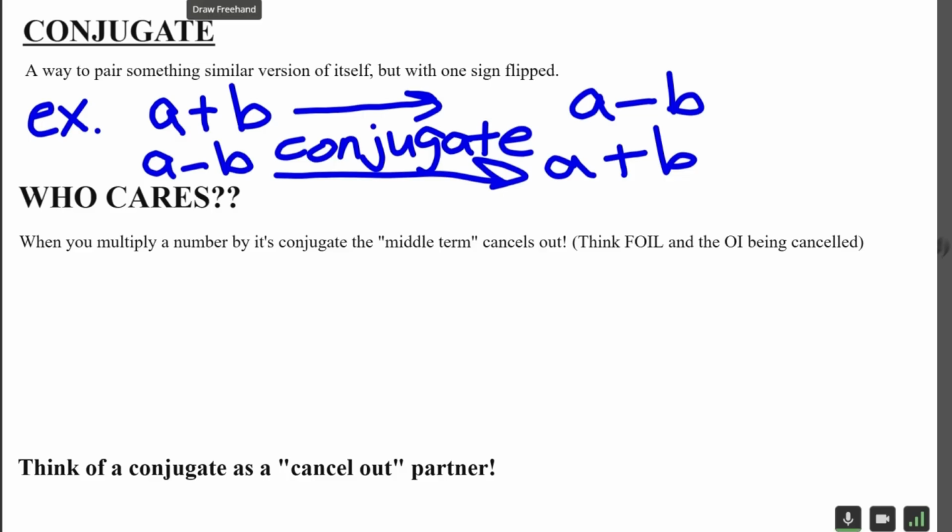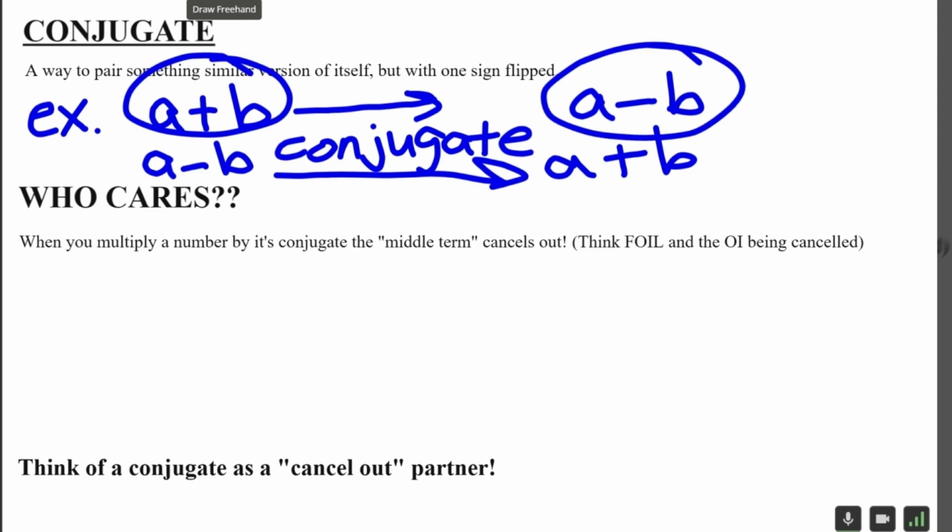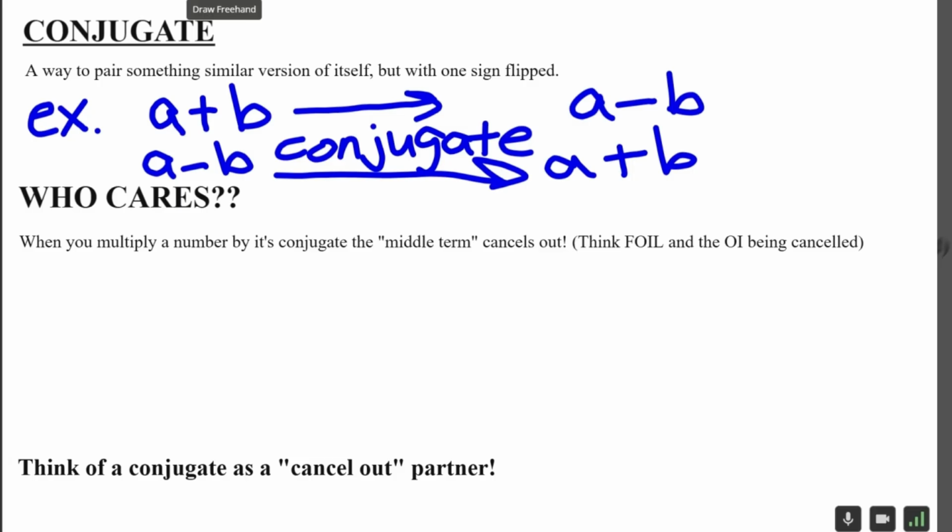When you multiply a number by its conjugate, this is just in general, the middle term cancels out. So think of this whole thing, A plus B, as a number, and A minus B, that expression is a number. They cancel out.